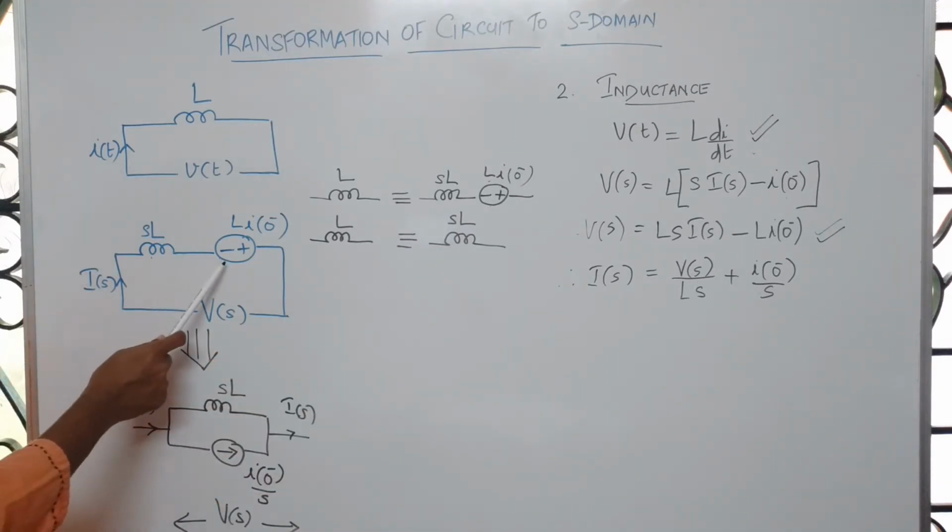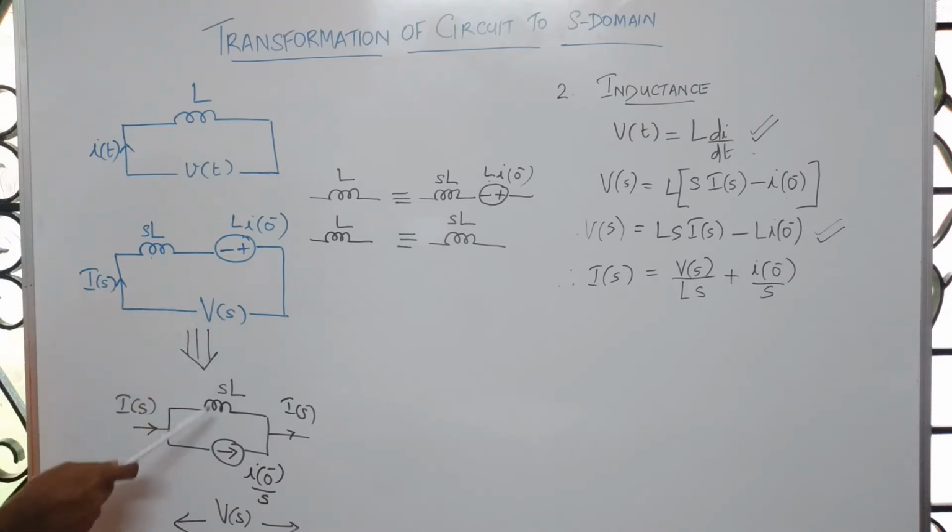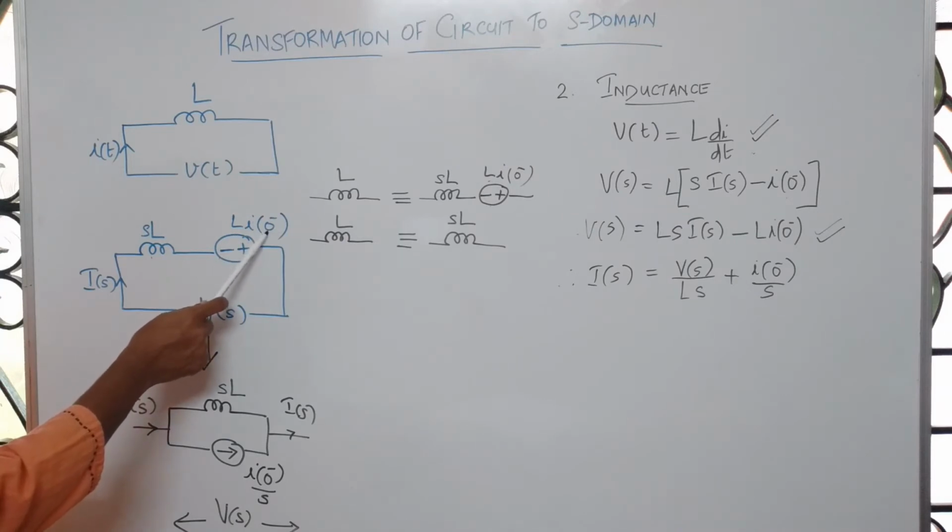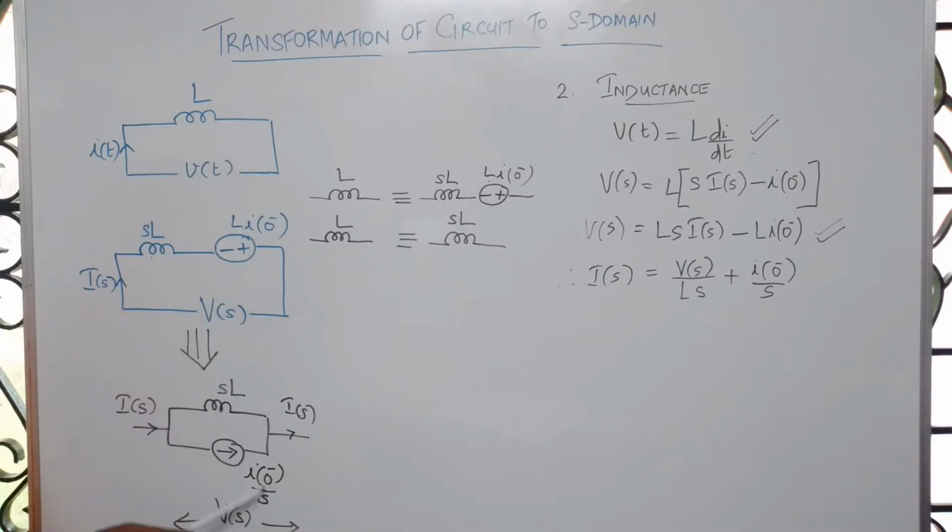Now this voltage source in series with the inductor can be represented by a current source in parallel with the inductor. The value of I will be V by impedance. V here is L into i(0-), divided by impedance sL, so it will be i(0-) by s.